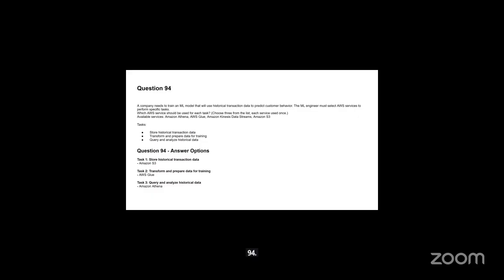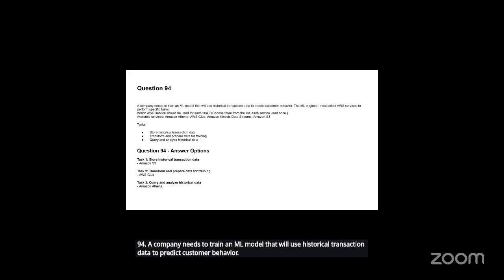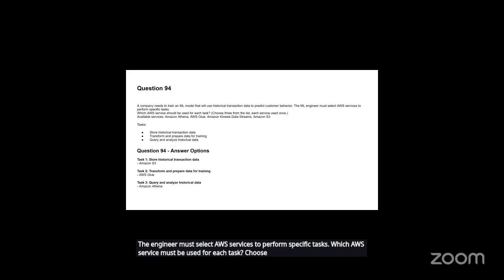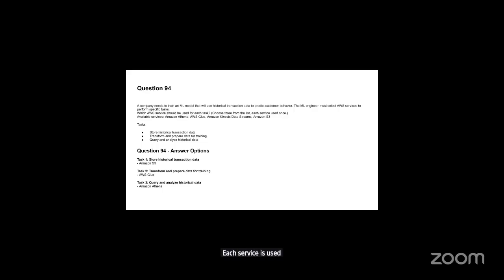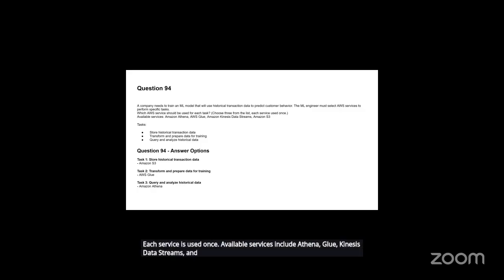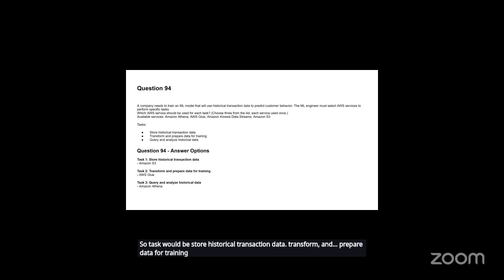94. A company needs to train an ML model that will use historical transaction data to predict customer behavior. The engineer must select AWS services to perform specific tasks. Which AWS service must be used for each task? Choose 3. Each service is used once. Available services include Athena, Glue, Kinesis Data Streams, and S3. So the tasks would be: store historical transaction data, transform and prepare data for training, and query and analyze historical data.